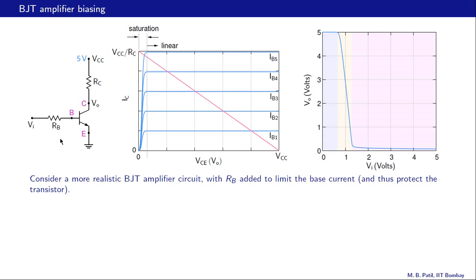So this is a much more realistic amplifier circuit as compared to the last one. And let us see how this one works. We have plotted the IC versus VCE for this transistor. What is VCE? VCE is the same as VO. That is what we have mentioned here. And here is the load line that is imposed by this resistance RC here. And we have seen this earlier.